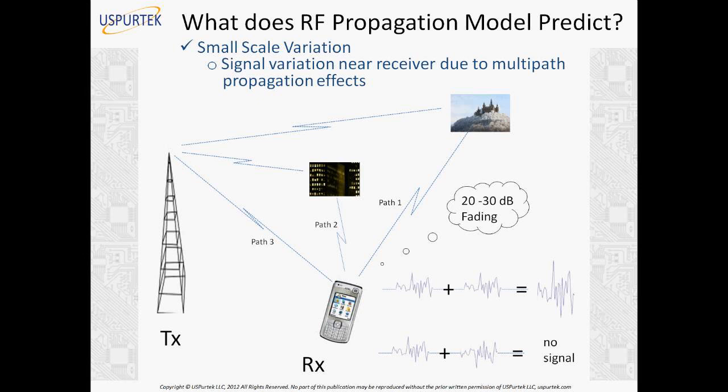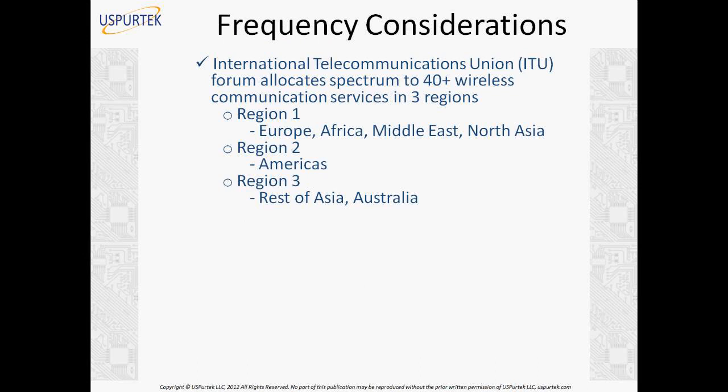If there were no buildings, no hilltops, then your signal might be 30 dB stronger, provided you are in line of sight with the cell tower. But just because of fading effects, your signal is becoming weak here. So that is the other application of the RF models.